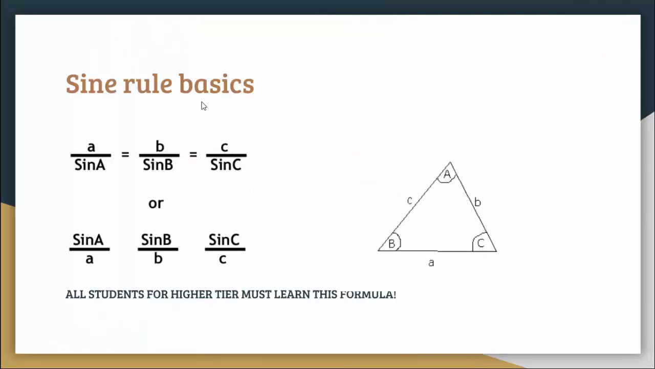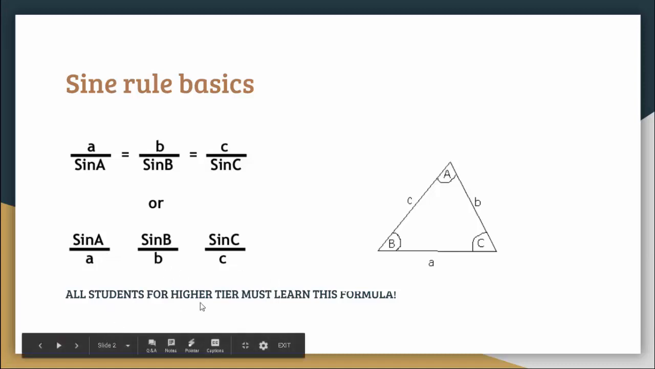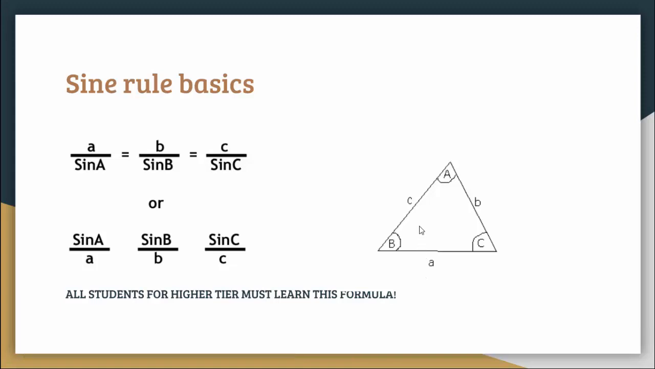So let's begin. Our sine rule basics are here. This formula will not be given in your exams, but as you know it's a over sine A equals b over sine B, or sine A over a equals sine B over b. I also recommend, for higher tier, that you must learn this formula. If you're doing foundation, just skip this video. But it's pretty self-explanatory: angle A is always opposite side a, and so for all these other sides and angles.